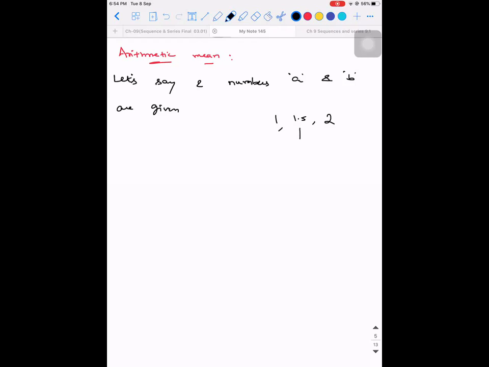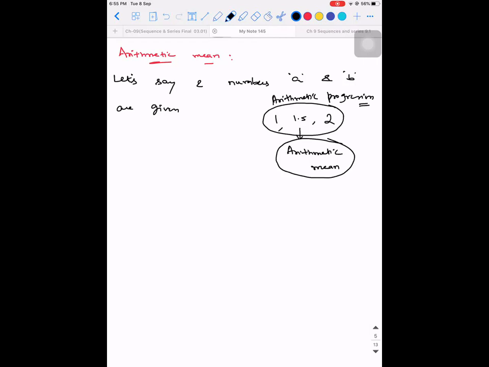1 plus 2 by 2, sir. That's right. 1 plus 2 by 2 is the right thing. So this 1.5 is what is called the arithmetic mean. Okay, please be careful. The number which is inserted between the 2 given numbers is what is called an arithmetic mean. And this sequence is called an arithmetic progression.